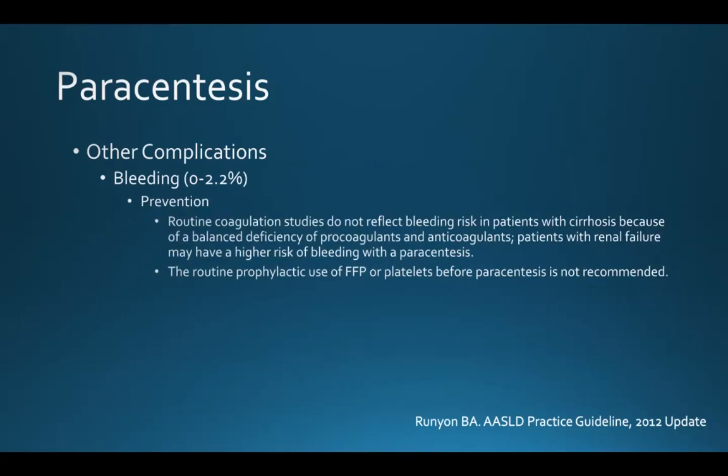I know we'd like to try and prevent this from happening, but routine coagulation studies don't reflect the bleeding risk in patients with cirrhosis because of a balanced deficiency of procoagulants and anticoagulants. Patients with renal failure, however, may have a higher risk of bleeding with a paracentesis. The routine prophylactic use of FFP or platelets before paracentesis is not recommended.